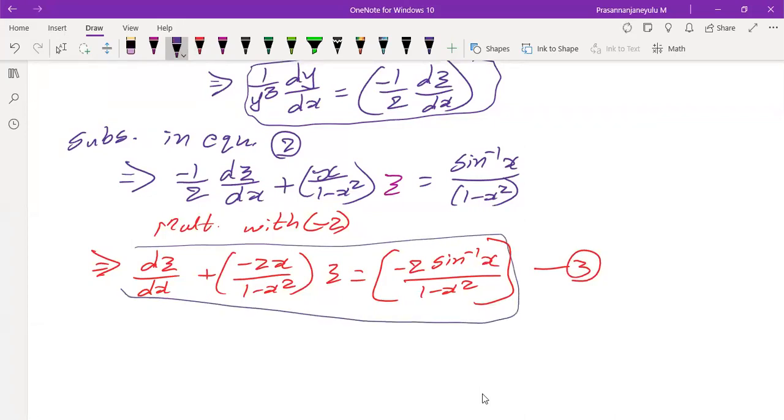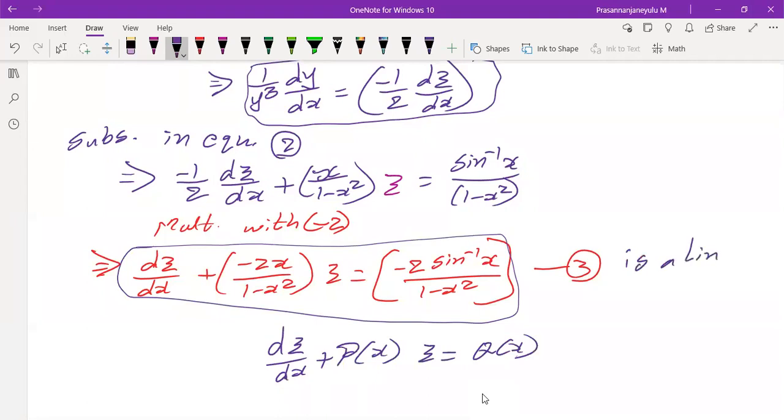How does equation 3 look? It is a linear differential equation in z: dz/dx plus p of x into z is equal to q of x. So equation number 3 is a linear differential equation in z.